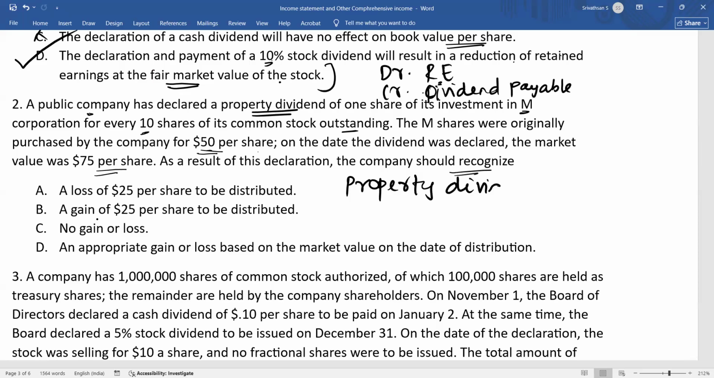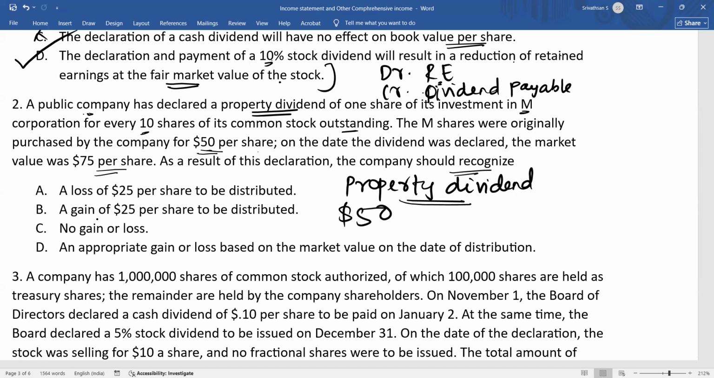In case of property dividend, what we have to do is, on the date of declaration, whenever the dividend is declared, the property should be revalued to its fair value. Here, which property is being paid out as dividend to the shareholders? The shares of M Limited are being paid out as dividend. So shares of M Limited is the property here. At what price was it purchased? It was purchased for $50.